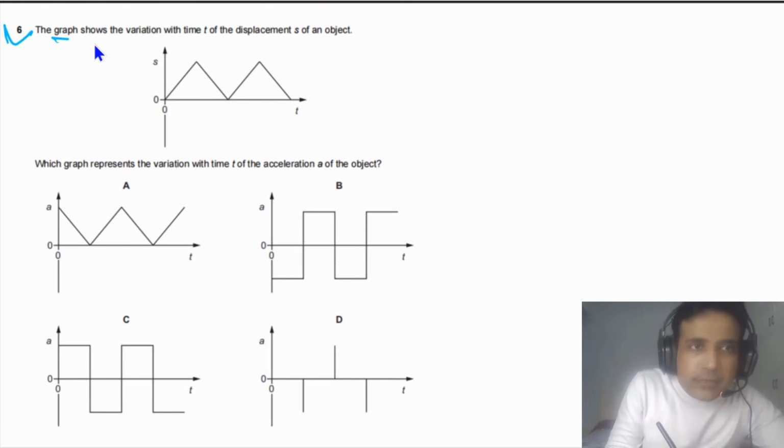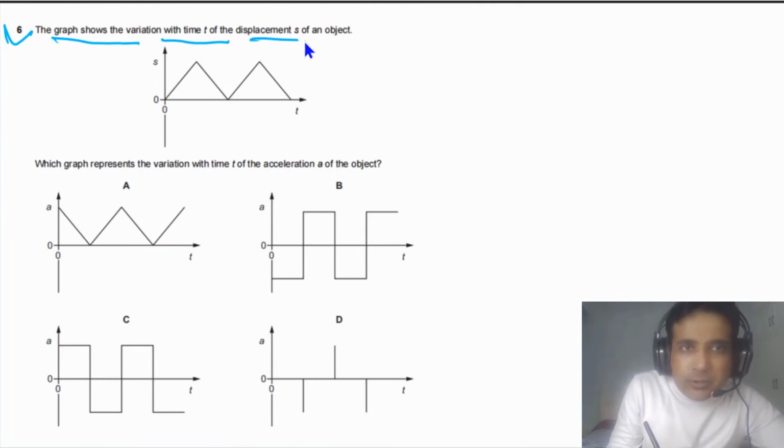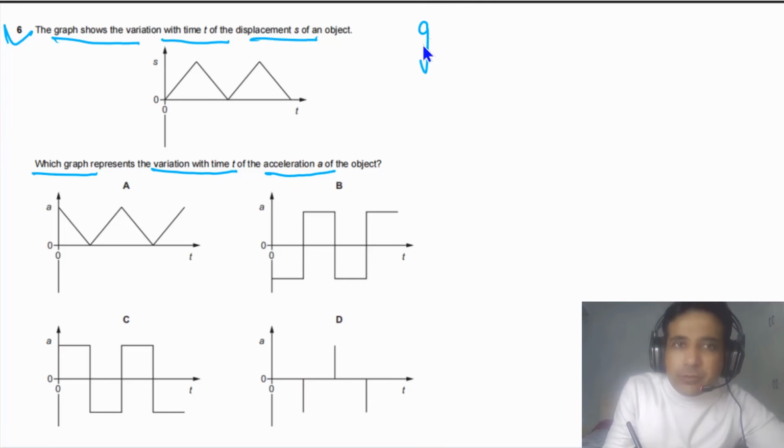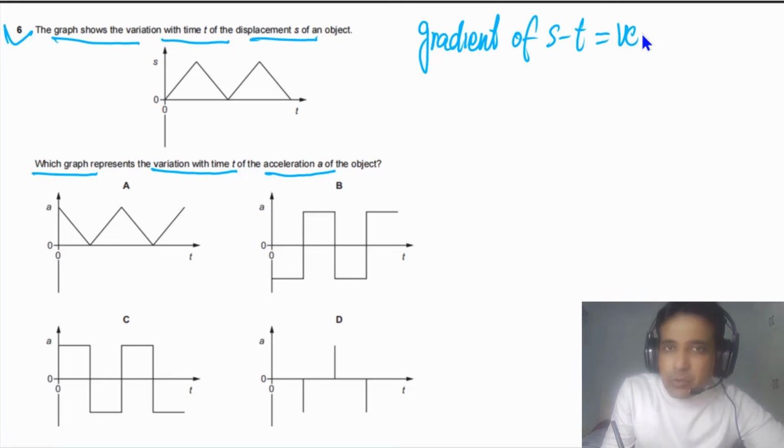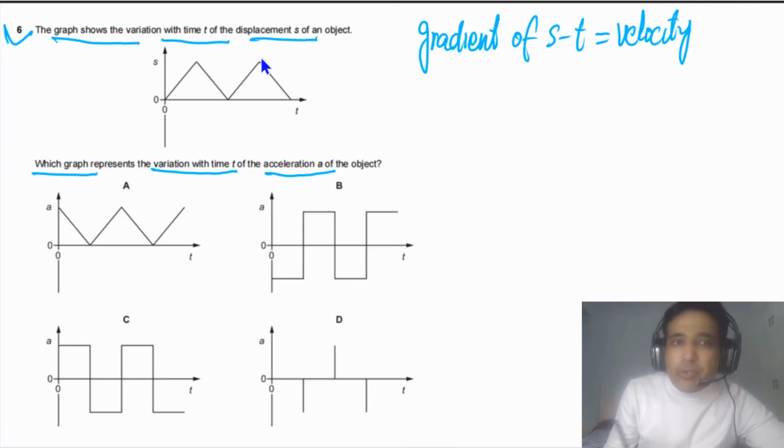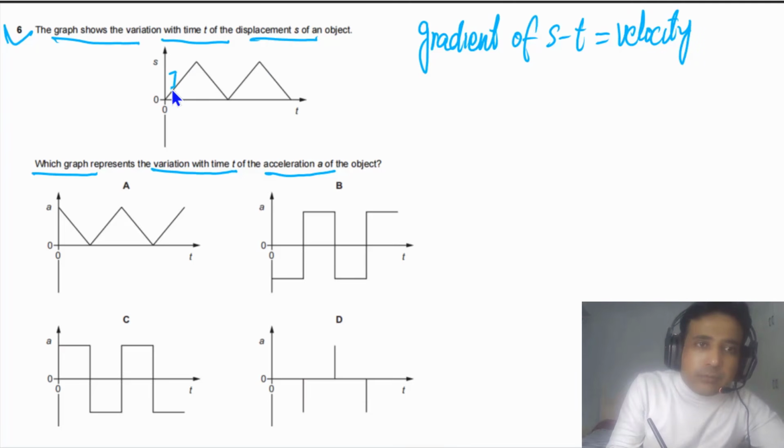Question number 6 says the graph shows the variation with time t of the displacement s of an object. Which graph represents the variation with time t of the acceleration a of the object? So we have ST graph. So first thing we need to understand is what the gradient of ST graph represents. So we can write that gradient of ST graph represents velocity, or you can say speed, because we are just talking about magnitude.